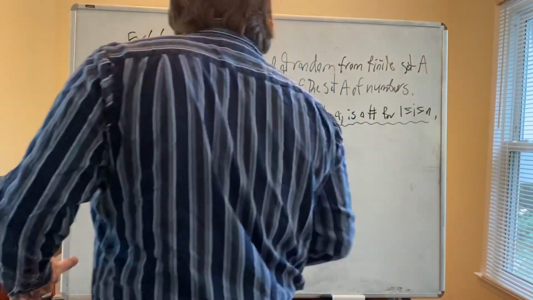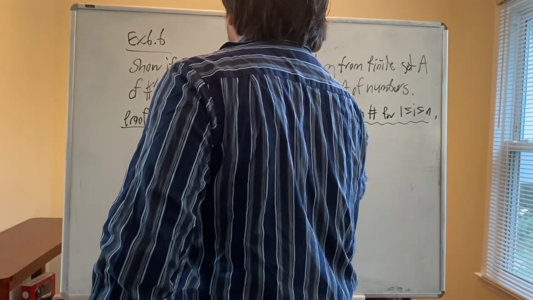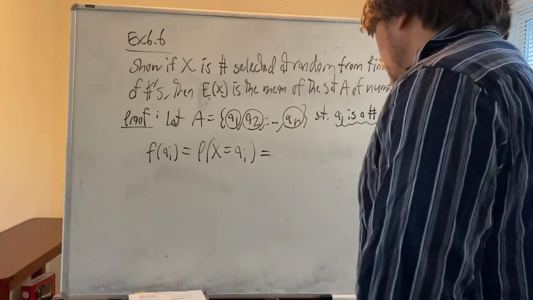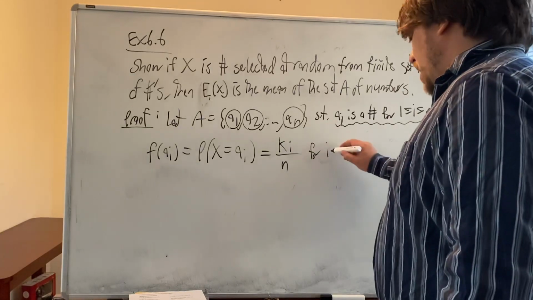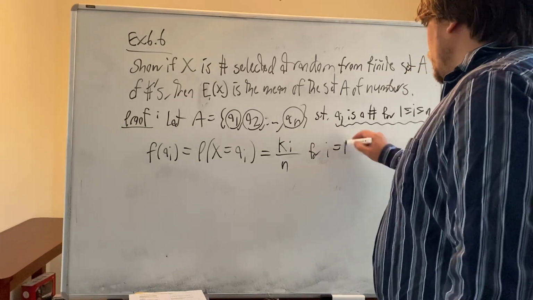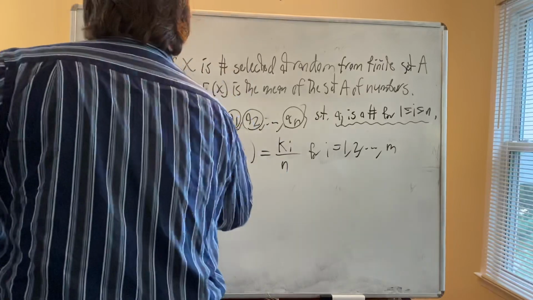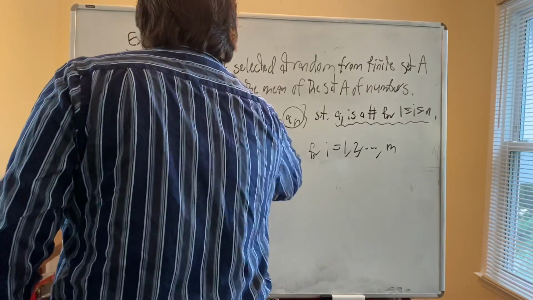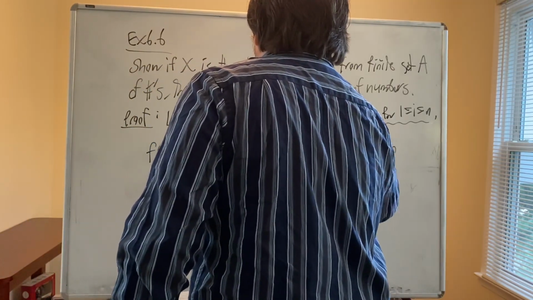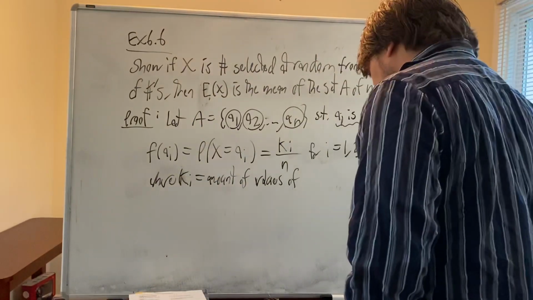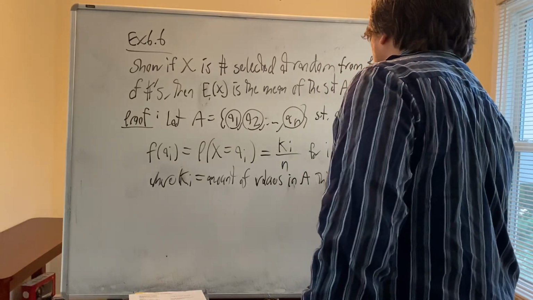Okay, and so f of a sub i is equal to the probability that capital X equals little a sub i, and that's equal to k sub i over n for i equals 1 up to including little m, where k sub i is the amount of values in set capital A that equal a sub i.